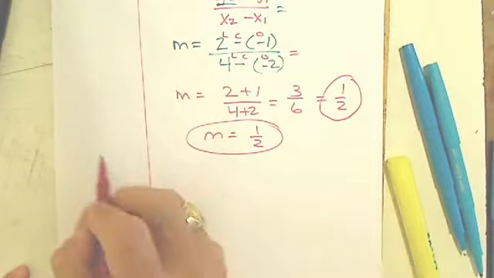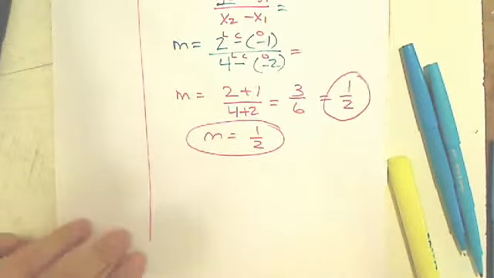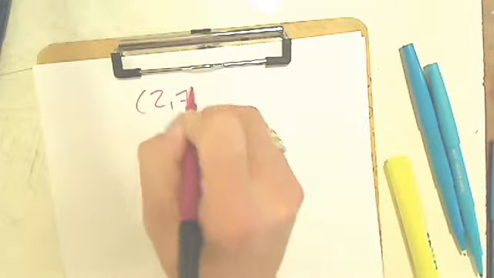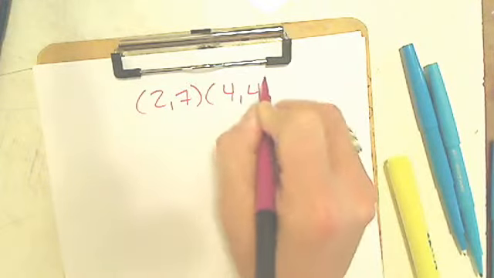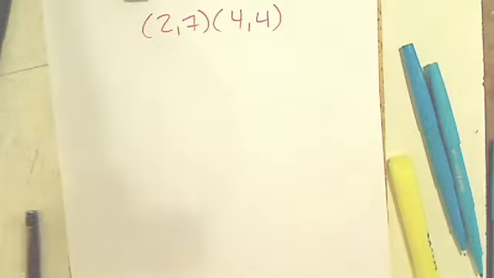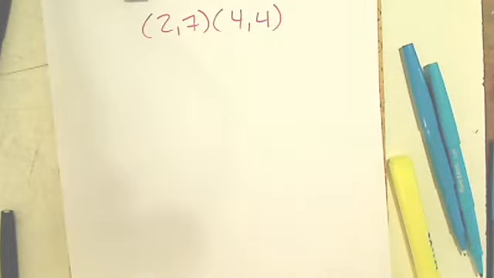All right, try this one. Try this one on your own, please. Let me go to the next page here. The points are 2, 7, and 4, 4.